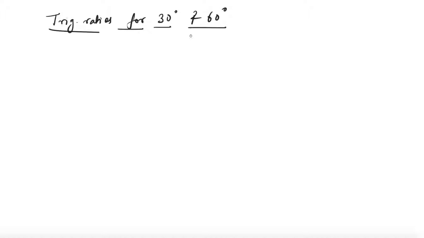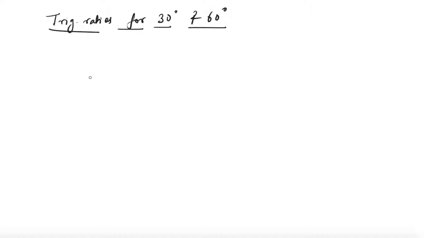So now, after deriving the trigonometric ratios for 45 degrees, let us focus on the values of trigonometric ratios for 30 degrees and 60 degrees. Let us see what the values are and how to derive them. You know that the trigonometric ratios for any specific angle remain constant throughout, whatever the triangle is.